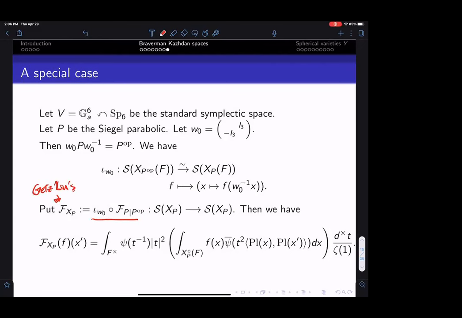And in this case, the data are (1, 1) and (1, 2). So this is the highest datum, and this is the second one. And so you can write down the precise formula of the Fourier transform. It's the geometric one, but twisted by additional normalizing factors.